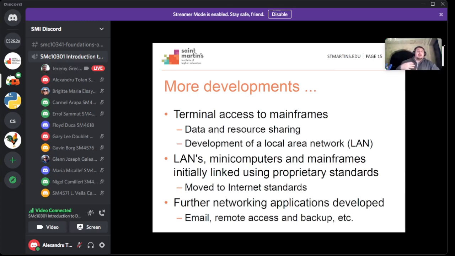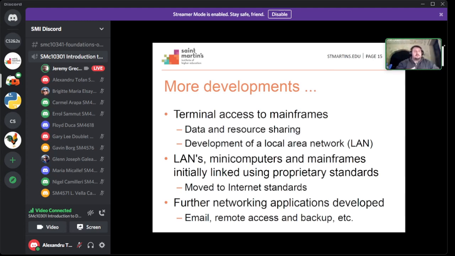Obviously, these LANs also led to the invention of certain standards which are used in data communication nowadays. In fact, we have now moved on to using pretty much standard systems of communication to help these devices communicate with each other.